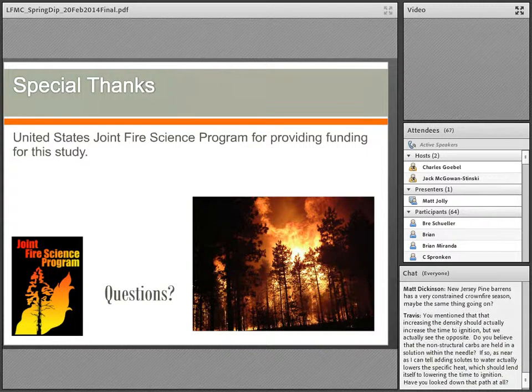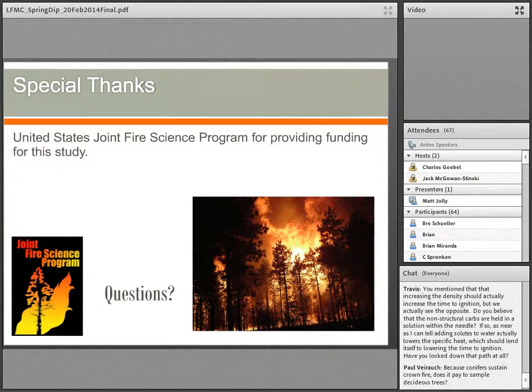And the answer is yes, and that's where we're really trying to use these physics-based fire behavior models to help us tease out all of these different components, because we know that as the chemistry changes, all of the physical properties of that fuel change concurrently. So even if you have more sugars in solution in the needle, specific heat and the thermal conductivity and all of these things change. So yeah, we're definitely going down that path, Travis.